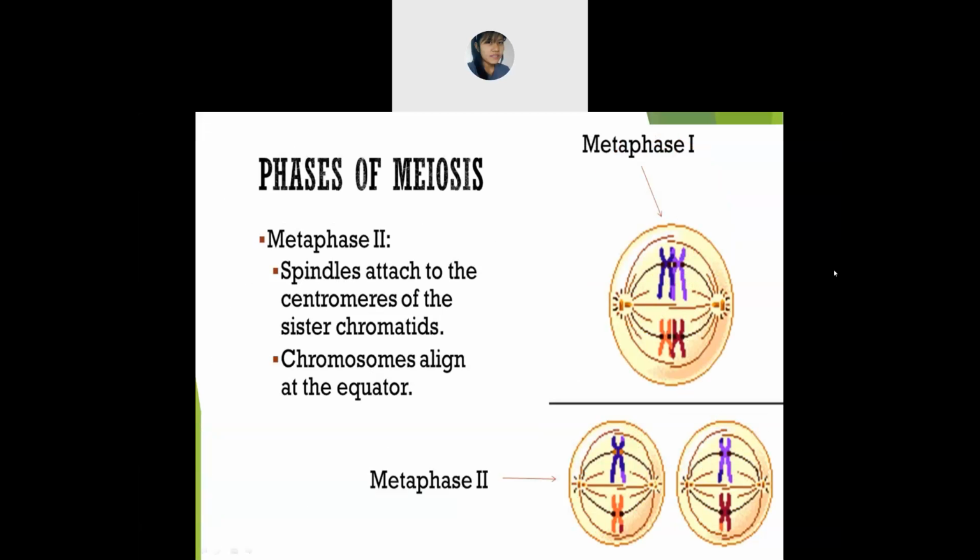Did you understand? And what will happen here? Spindle fibers attach to the centromere of each set of homologous chromosomes. All the spindle fibers will attach to the chromosomes at the middle point, which is known as the centromere.